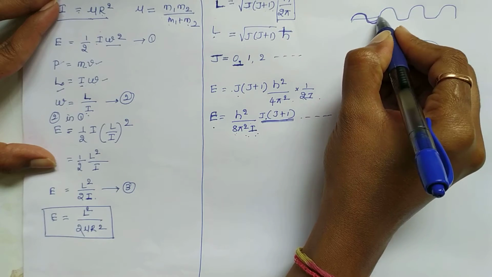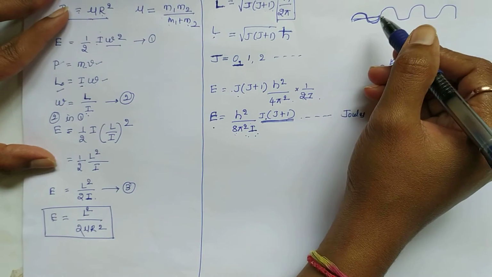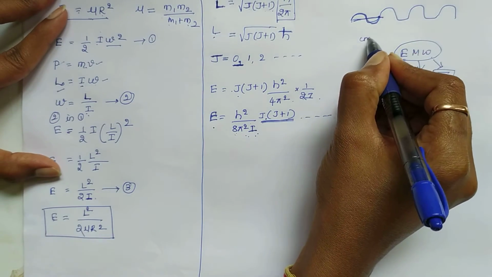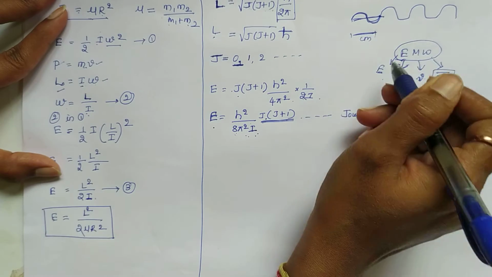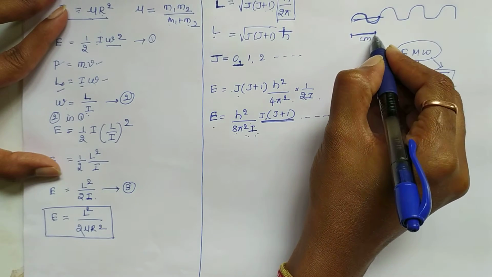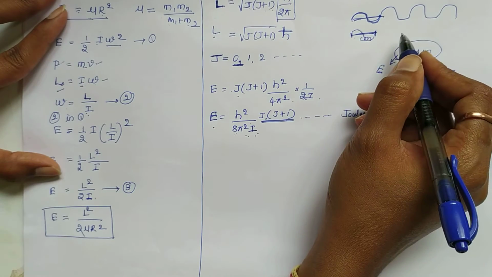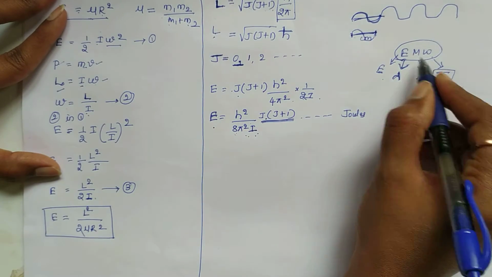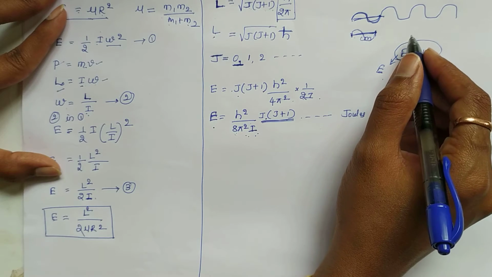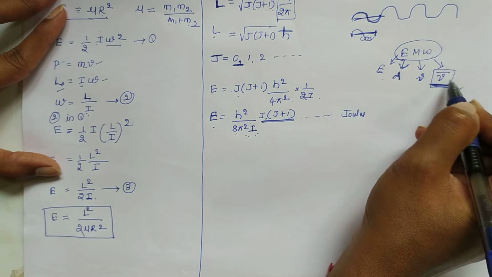So, number of cycles per unit distance. If you consider 1 centimeter distance, in this centimeter distance, how many cycles, how many waves are passing? That is called the wave number: the number of cycles per unit length. So that is called wave number.